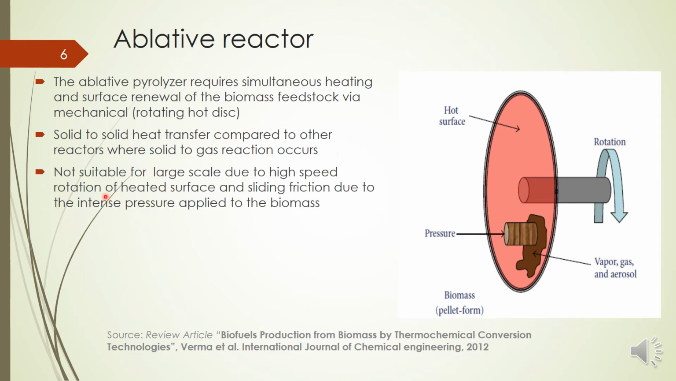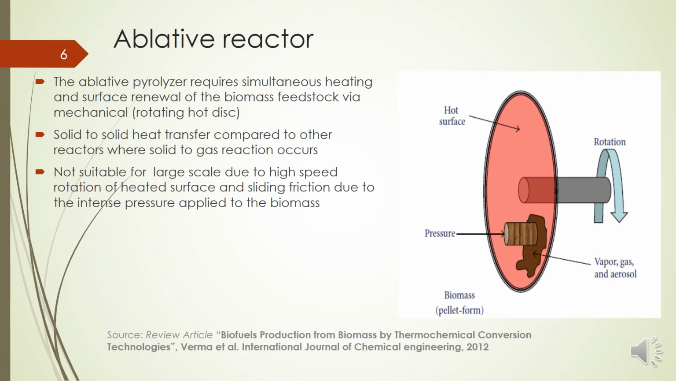And this is suitable only for small scale, because we have to continuously remove the biomass manually after it is converted to char. So this is not suitable for large scale, and also a high speed of rotation is required, and as the speed increases, we have to increase the pressure applied on this biomass due to the sliding friction. So this is only for a particular application. This type of reactor may not be suitable for large scale biomass biochar production, etc.